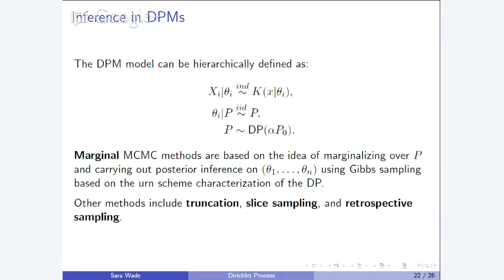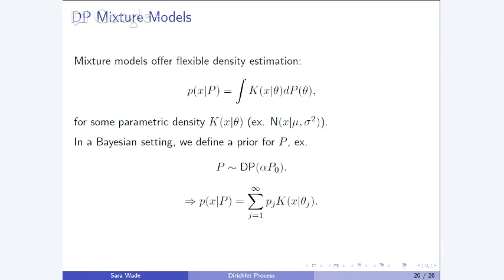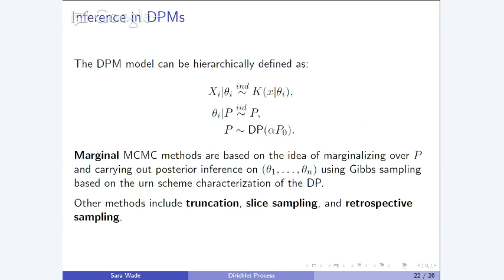So other methods, which instead are based directly on this model, so without integrating out P, are the truncation method, which basically truncates this infinity to J, and then I can carry out posterior inference for all my parameters. There's also slice sampling, which introduces a latent variable here to deal with this infinite sum, and retrospective sampling, which is very similar to slice sampling.